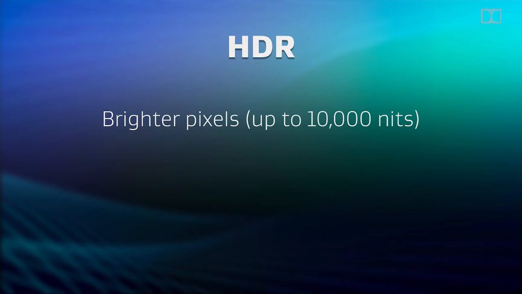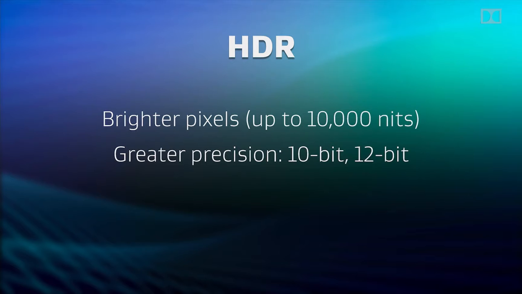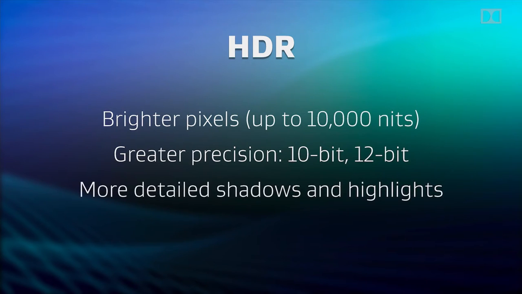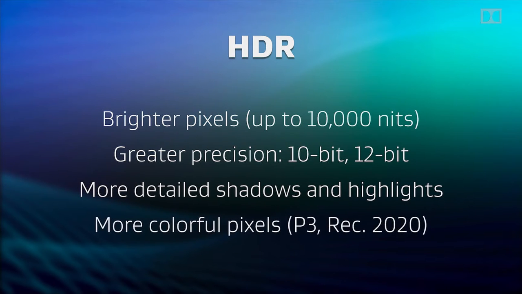It's easy to think of HDR as just high peak luminance, high brightness. That's an important component, but it is more than that. HDR is not just brighter pixels, it's actually better pixels. 10-bit or 12-bit color depth, allowing for deeper, more detailed shadows and highlights. And more color, expanded gamuts like P3 and Rec 2020.